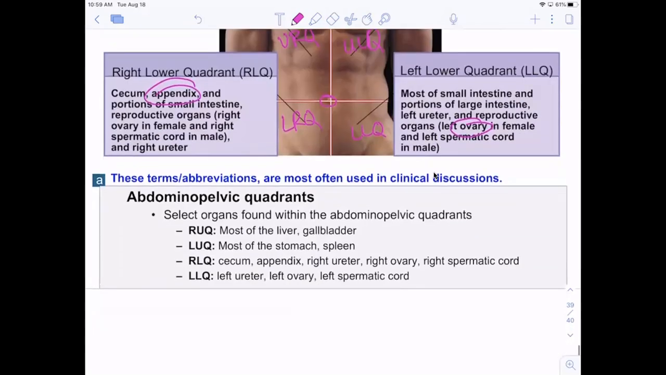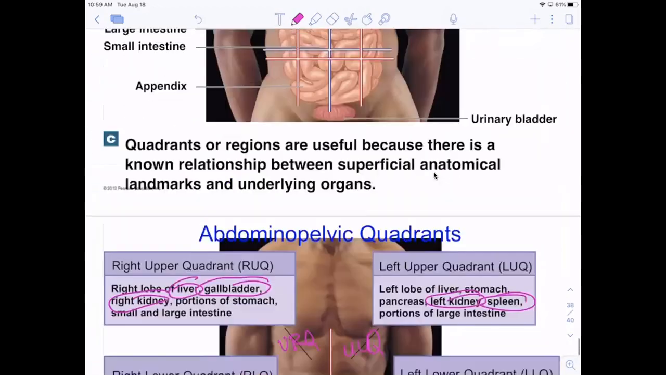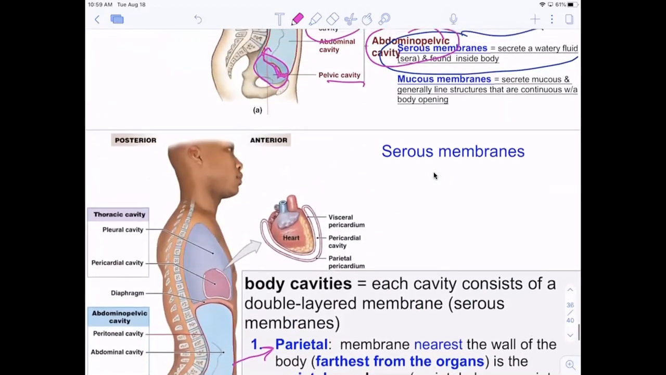So it's important to understand these abdominopelvic quadrants and the major organs that reside in those quadrants. It helps you figure out what you should be looking at.